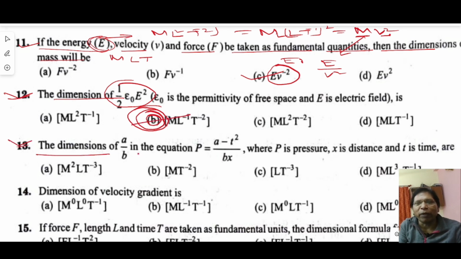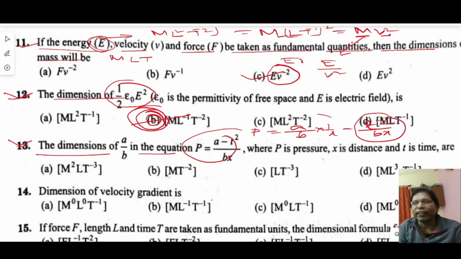Okay. Now question number 13. The dimensions of A by B of the equation, P equal to A by B into 1 by x minus t square by Bx. These are added terms, so these two added terms have the same dimension as that of pressure. So here, A by B equal to pressure into x. Now pressure has dimension M L minus 1 T minus 2, into L. So this is M T minus 2. Now B is the correct option.